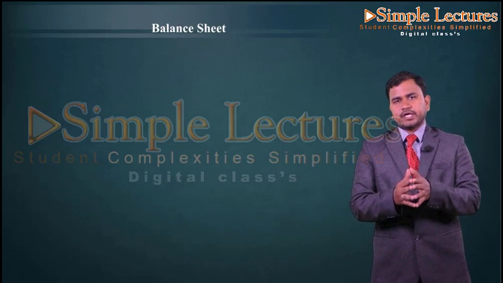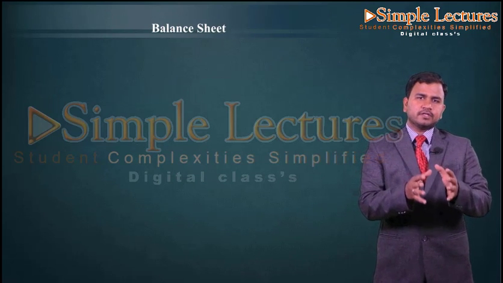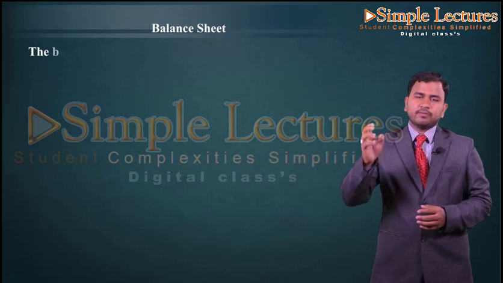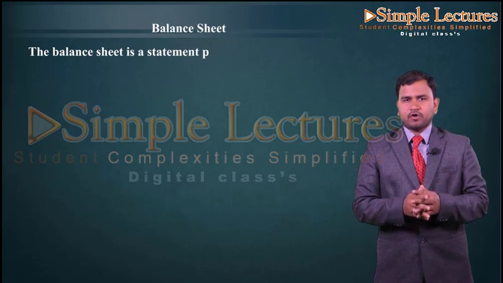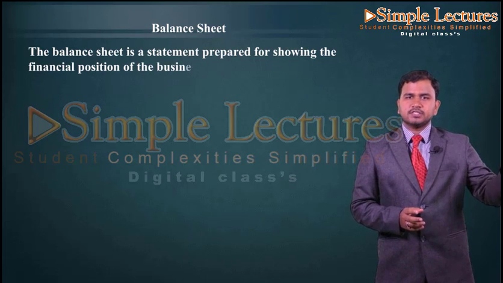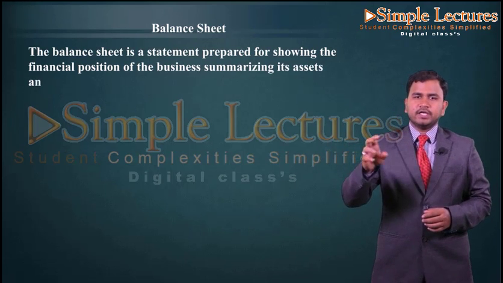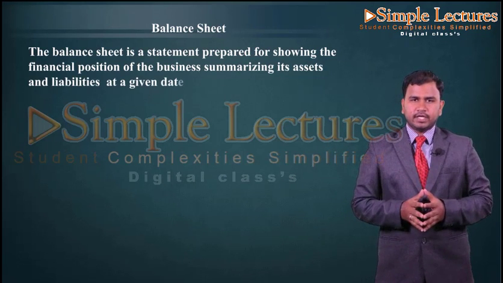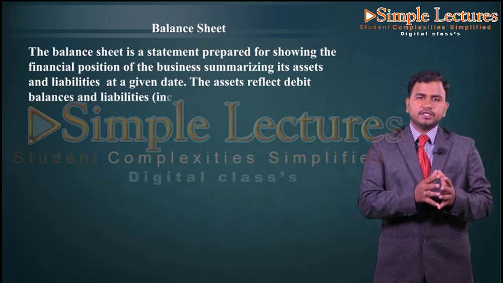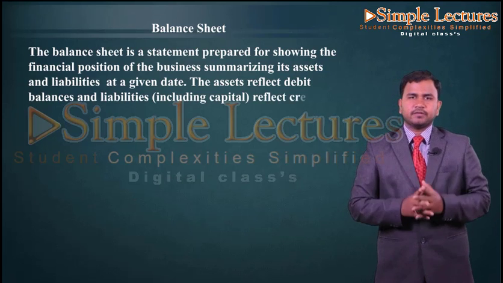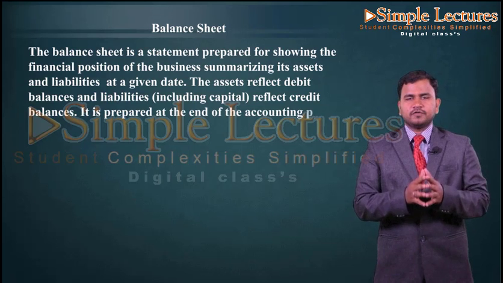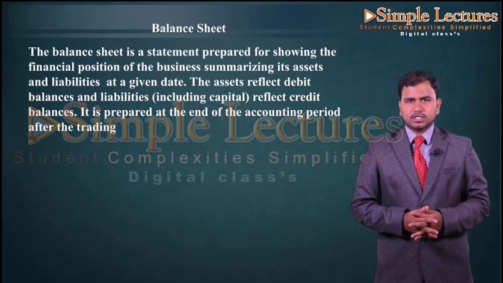Next concept we have is balance sheet. So when coming to the trading account and profit and loss account, after preparing these accounts, the final account we are going to prepare is the balance sheet. The balance sheet is a statement prepared for showing the financial position of the business and summarizing its assets and liabilities at a given date. The asset reflects debit balance and liabilities including capital reflect credit balance. It is prepared at the end of the accounting period after the trading and profit and loss account.